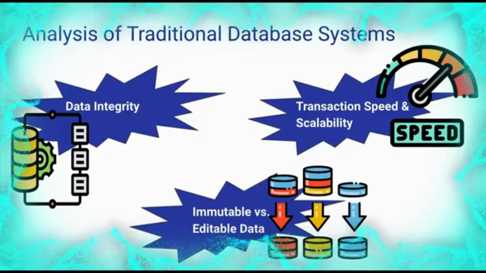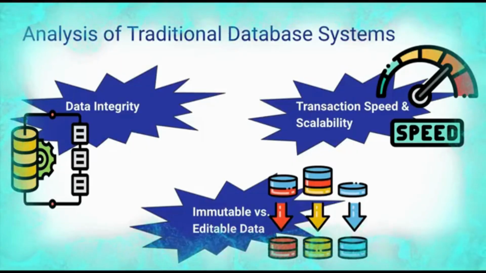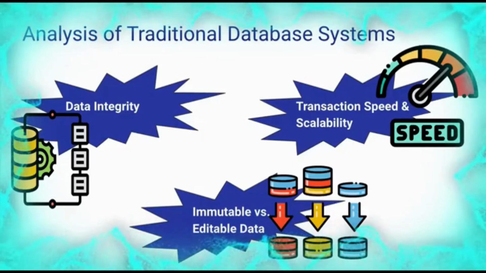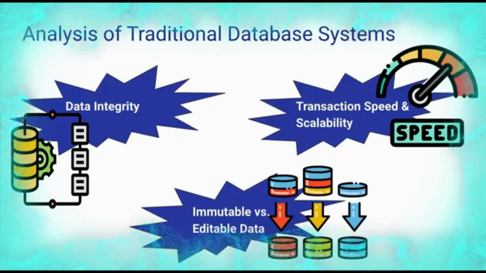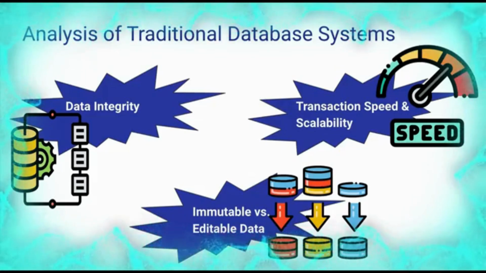Immutable versus editable data. Blockchains provide immutability, making it difficult to alter past transactions. Traditional databases allow for easier data modification.